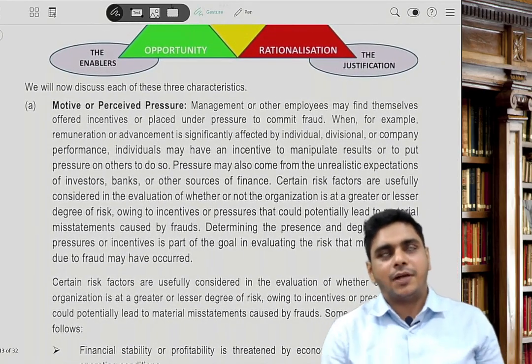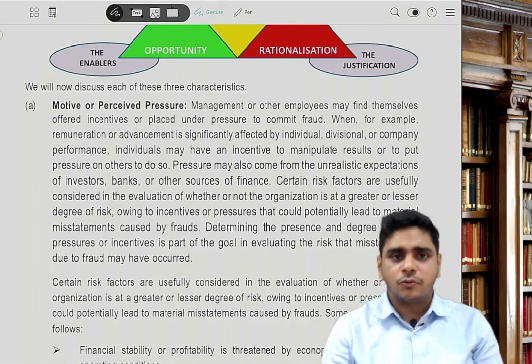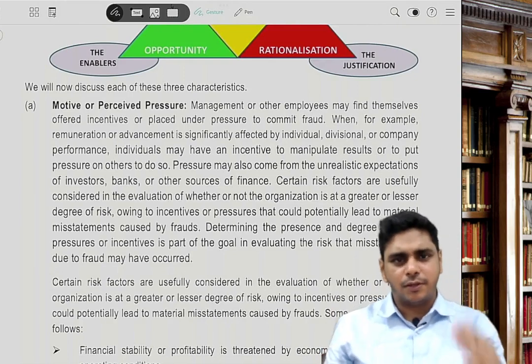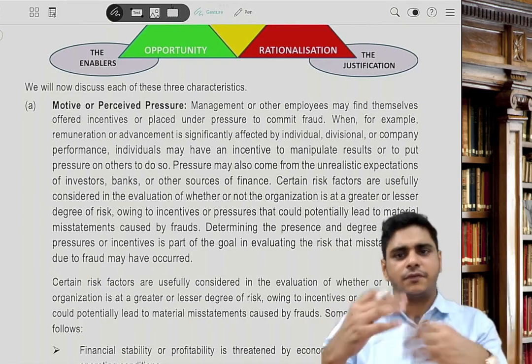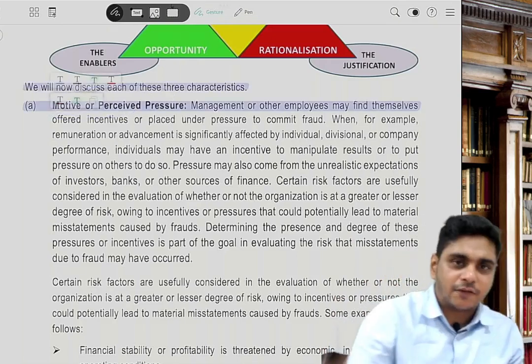When we do SA 240 in audit, you will be doing it with me in case you have not started audit with me. There they have given these same reasons in pointer form; here they have given them in descriptive form. It is basically motive or perceived pressure.